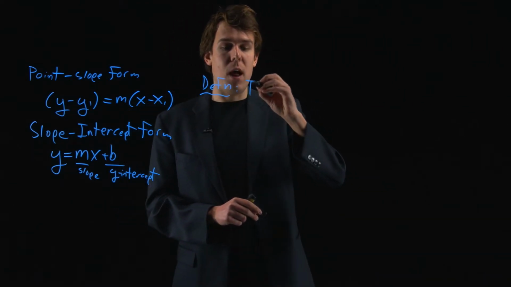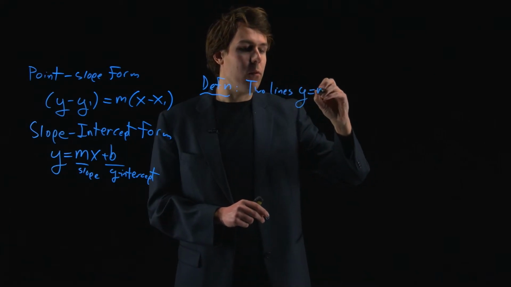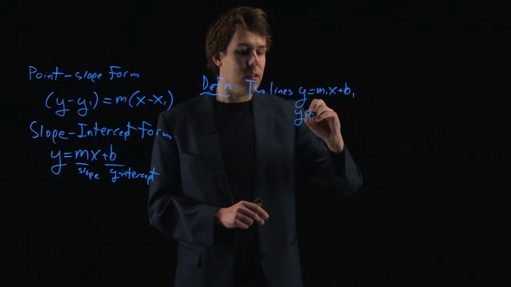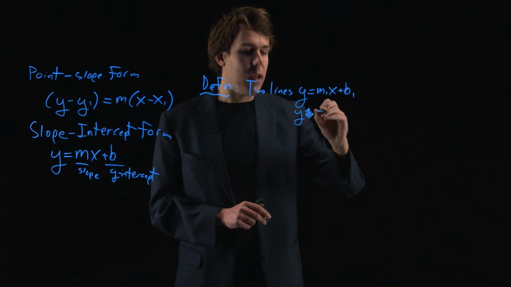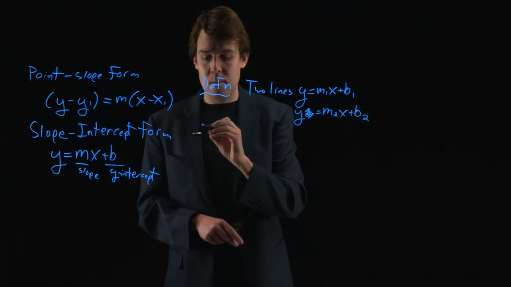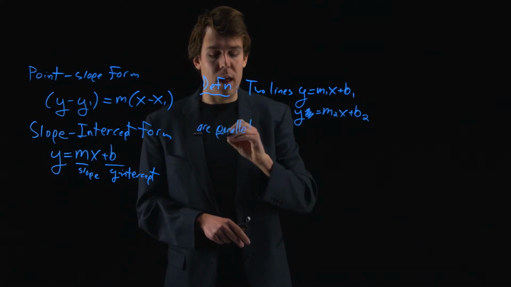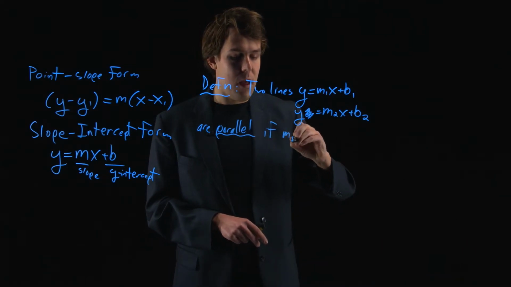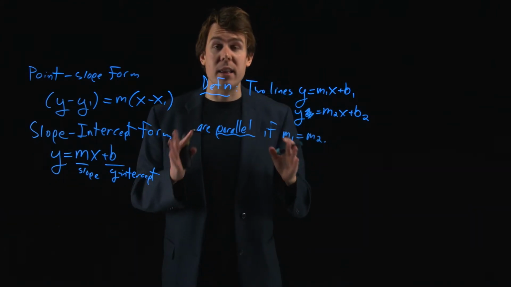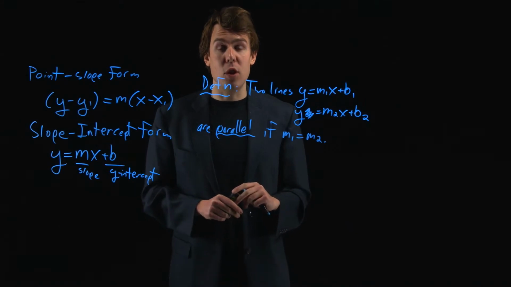We say that two lines, y equals m1x plus b1, y equals m2x plus b2, are parallel if m1 equals m2. Another way of saying this in just plain language would be that parallel lines are ones that have the same slope.